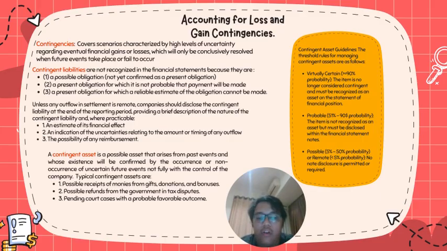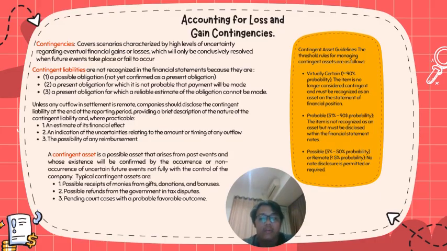And the guideline for contingent liabilities is that unless there is any outflow in the settlement or it is remote, companies should disclose the contingent liability at the end of the reporting period, providing a brief description of the nature of the contingent liability itself and, where practicable, firstly an estimate of its financial effect. Secondly, an indication of the uncertainties relating to the amount or timing of any outflow. Thirdly, the possibility of any reimbursement.